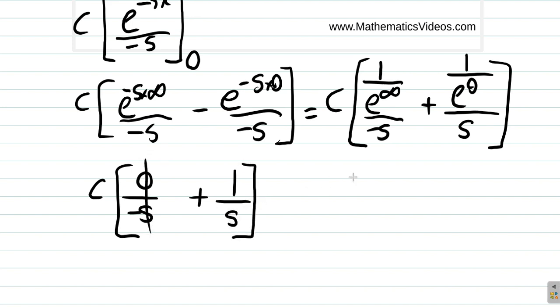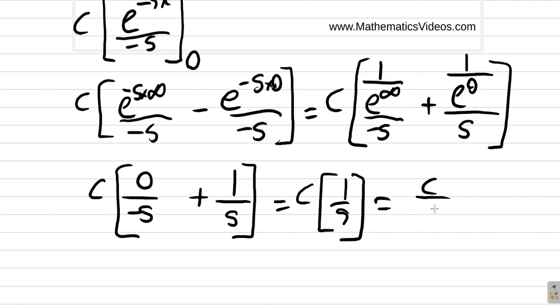This part goes because that's 0. 0 over anything is 0. So you're left with c times 1 over s, which is c over s. So the Laplace transform of a constant results in the constant over s, where s is a constant. Alright? So there you go.